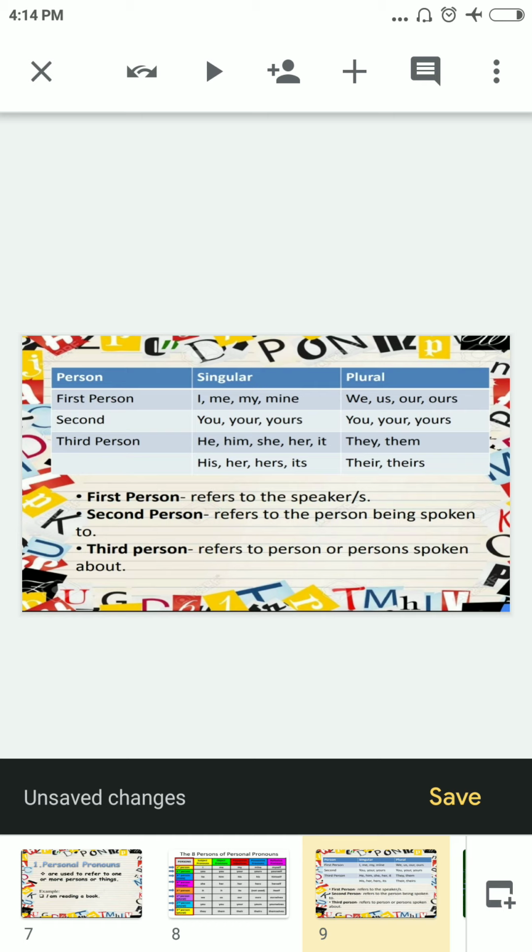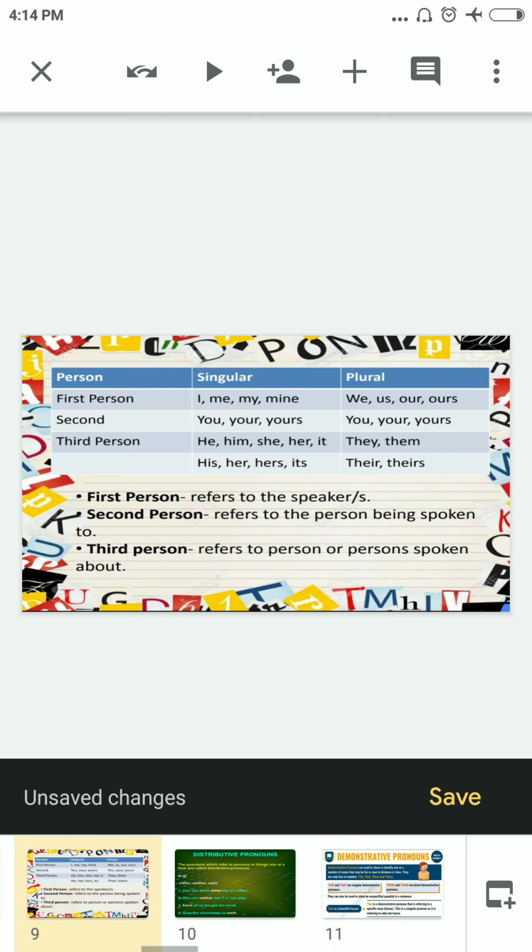Now it's time to understand the third person. If I'm talking about the third person singular, then I'm using he, him, she, her, it. If I'm using third person plural, then I have to use they and them. At that time, I am not able to use he or she or it, because we are talking about third person plural. So, they and them. His, her, hers, its we can also use with third person singular. And if we are using third person plural, then we have to use their and theirs.